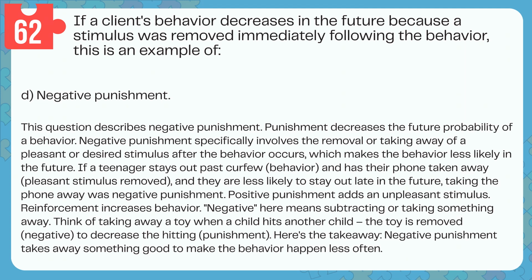Positive punishment adds an unpleasant stimulus. Reinforcement increases behavior. Negative here means subtracting or taking something away. Think of taking away a toy when a child hits another child. The toy is removed, negative, to decrease the hitting, punishment. Here's the takeaway. Negative punishment takes away something good to make the behavior happen less often.